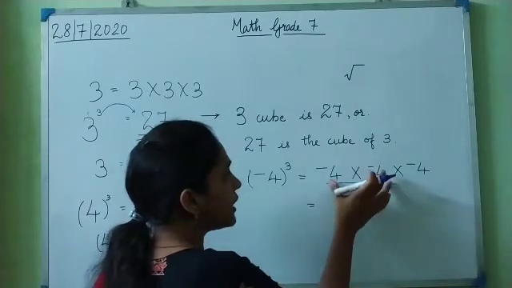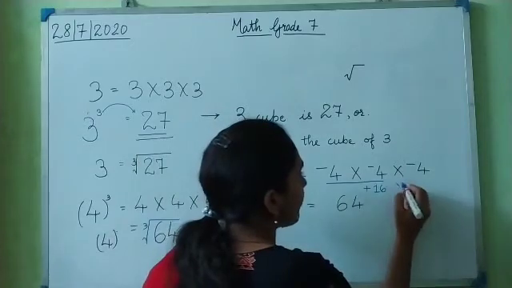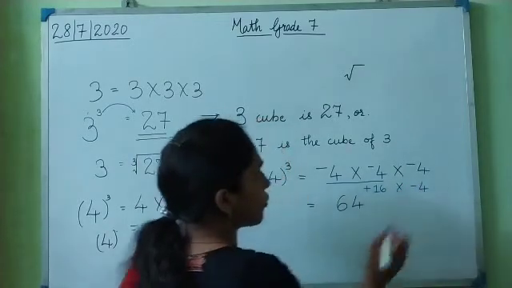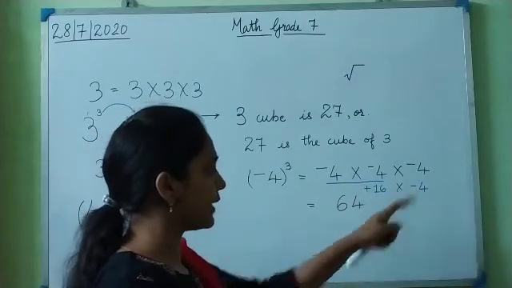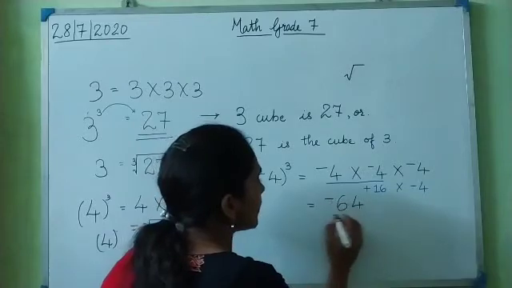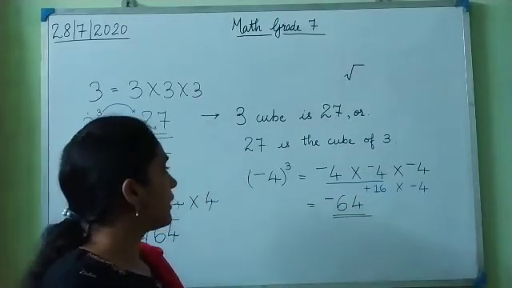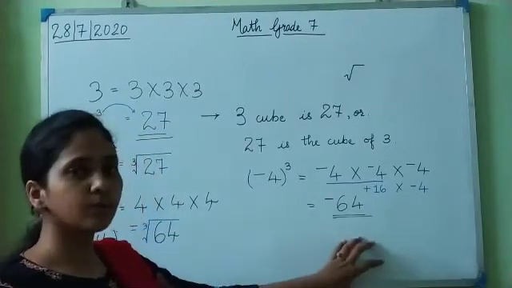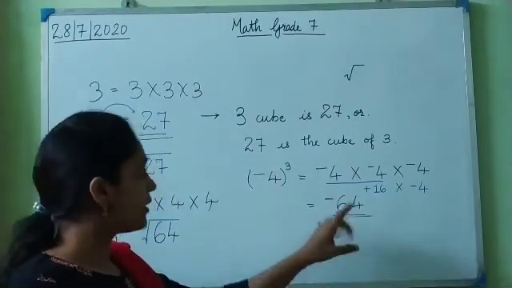Okay. So now this multiplication is plus 16 and now we are multiplying it by minus 4. So 16 into 4 is 64, and plus into minus is minus. So this answer is negative. So from this we conclude what? That the cube of any negative number is negative, or the cube root.